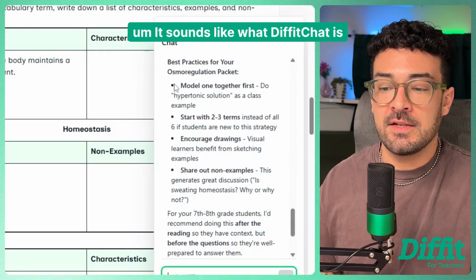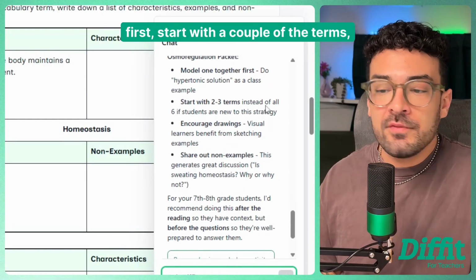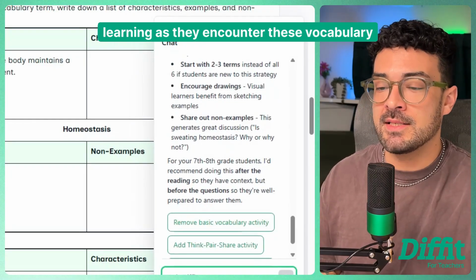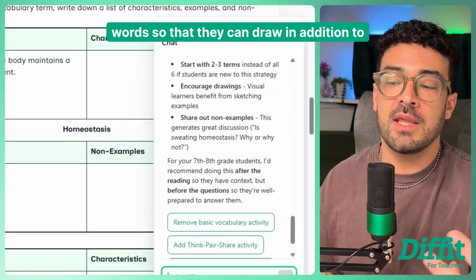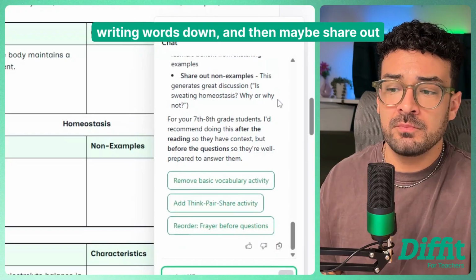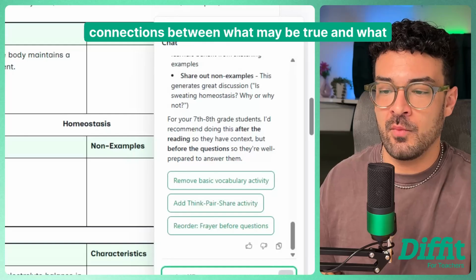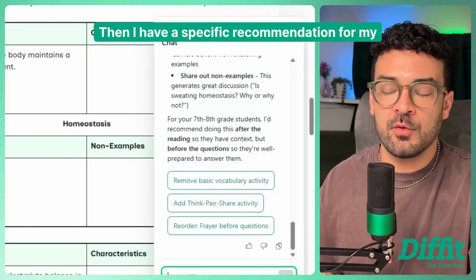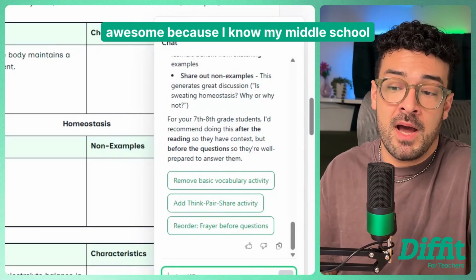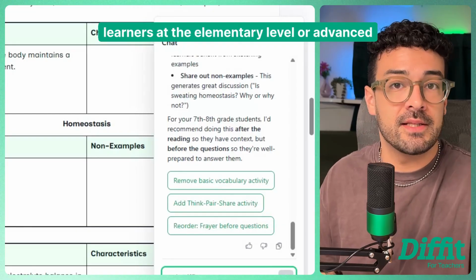It sounds like what Diffit Chat is recommending I do is model something together first, start with a couple of the terms, encourage students to use their visual learning as they encounter these vocabulary words so that they can draw in addition to writing words down. And then maybe share out non-examples to help them make those connections between what may be true and what may not be true. Then I have a specific recommendation for my 7th and 8th grade students, which is awesome because I know my middle school students do learn differently than early learners at the elementary level or advanced students at the high school level.